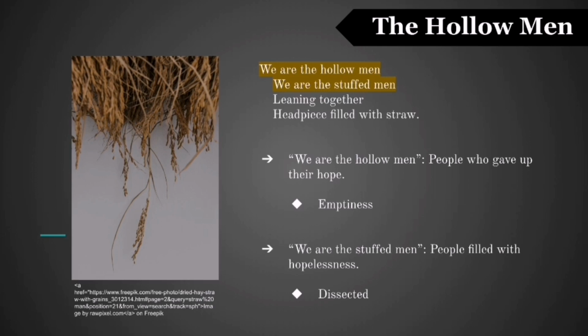Regarding the first metaphor, we are the hollow man, the poem refers to people as hollow, which means that they feel empty. It is as if they consider their lives to have lost their meaning and hope. It is as if they are living without purpose or joy. Since the poem takes place in a chaotic context, readers can infer that the poem refers to people as hollow because they gave up their hope to keep living.